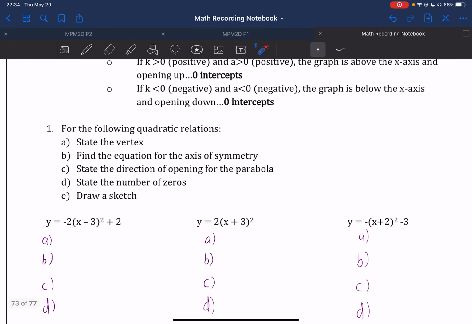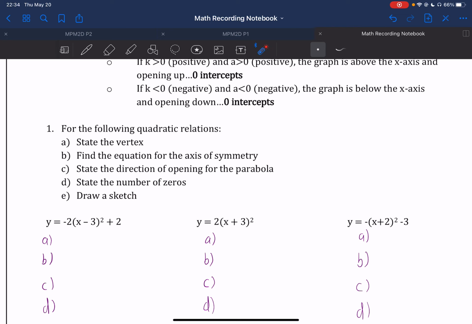So let's see what we can find from a quadratic relation. Let's apply this. We're going to look at these equations and state the vertex, find the equation for the axis of symmetry, state whether the direction of the parabola is opening up or down, and state the number of zeros.